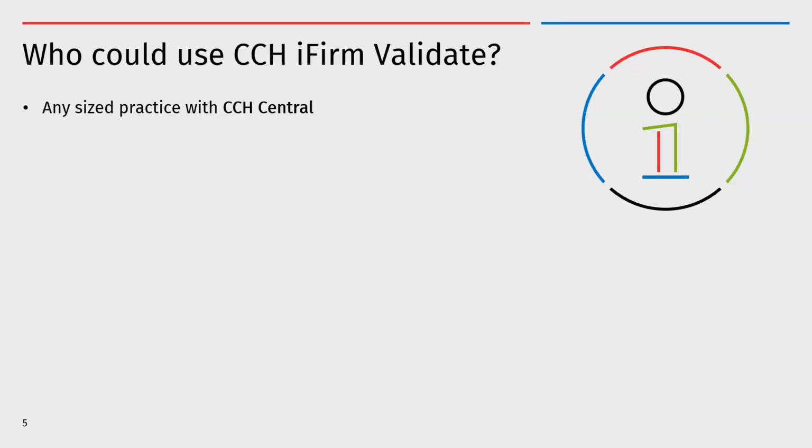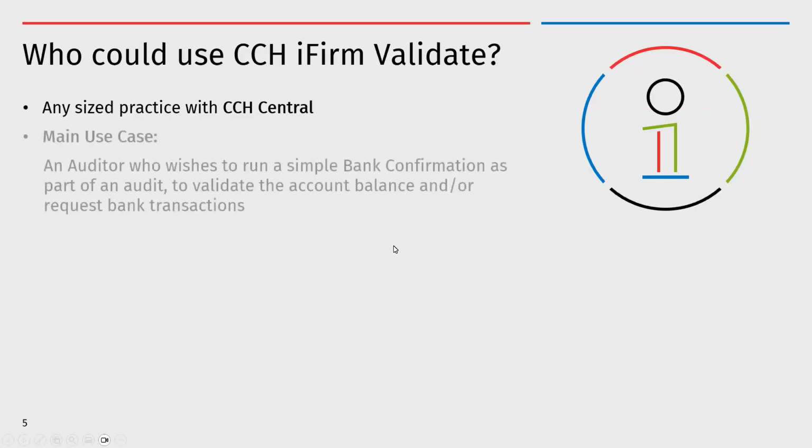So your client record for Validate still exists in Central. We just merely move the data we need into iFirm just for the job that we need to do, and keep that data in synchronization with Central.